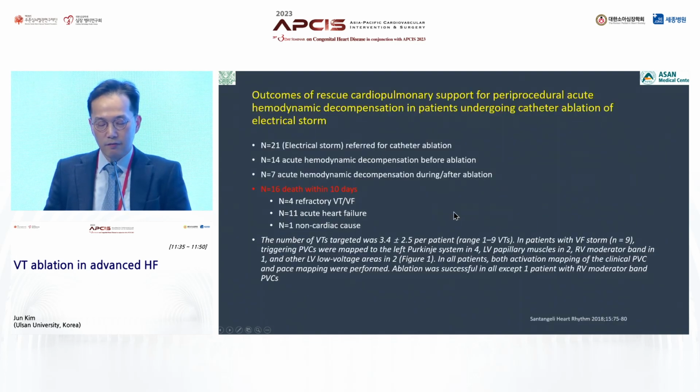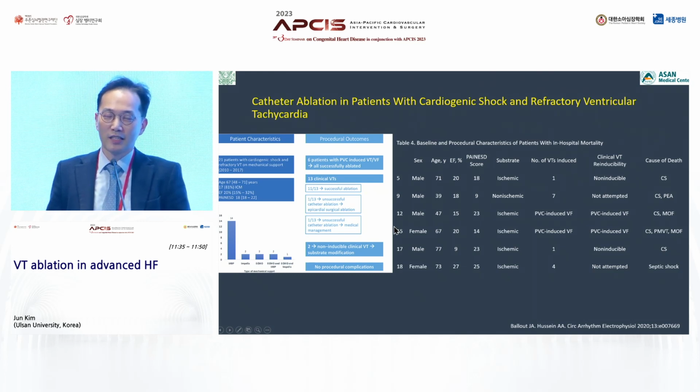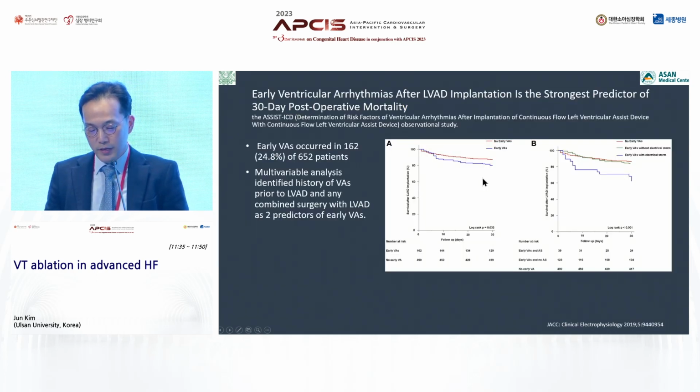And if the patient needs cardiopulmonary support during the VT ablation, the mortality rate is really high, like 70%. I don't know whether we need VT ablation in those patients, because we can cure the VF, but the patient dies due to cardiogenic shock or multi-organ failure. I will skip this information.